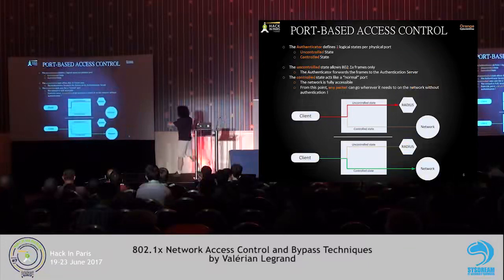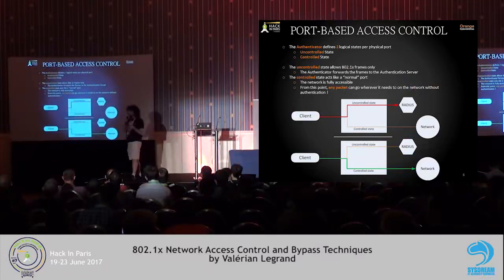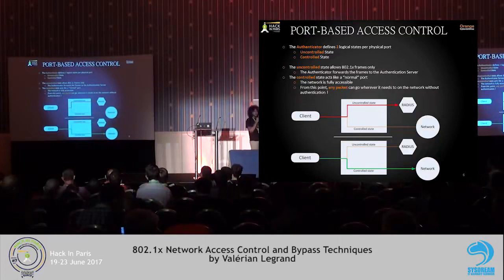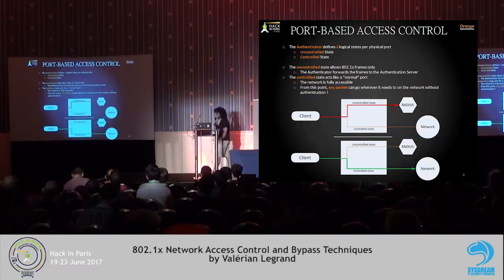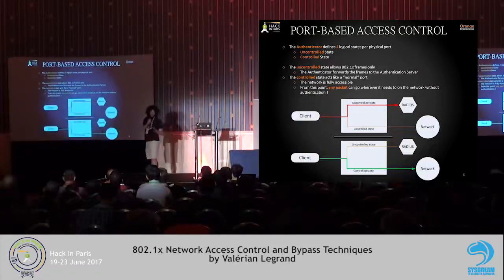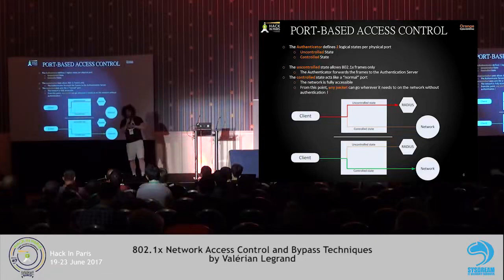Now, on the authenticator, on the switch, how does the switch reject or accept your connection? Well, the switch will define two logical states for each physical port. So when you plug your workstation into the switch port, the logical state will first be the uncontrolled state. In this state, the switch won't allow anything else but .1x frames to go through this port. You can try whatever, you won't reach anything on the network. You won't even get a DHCP IP address.